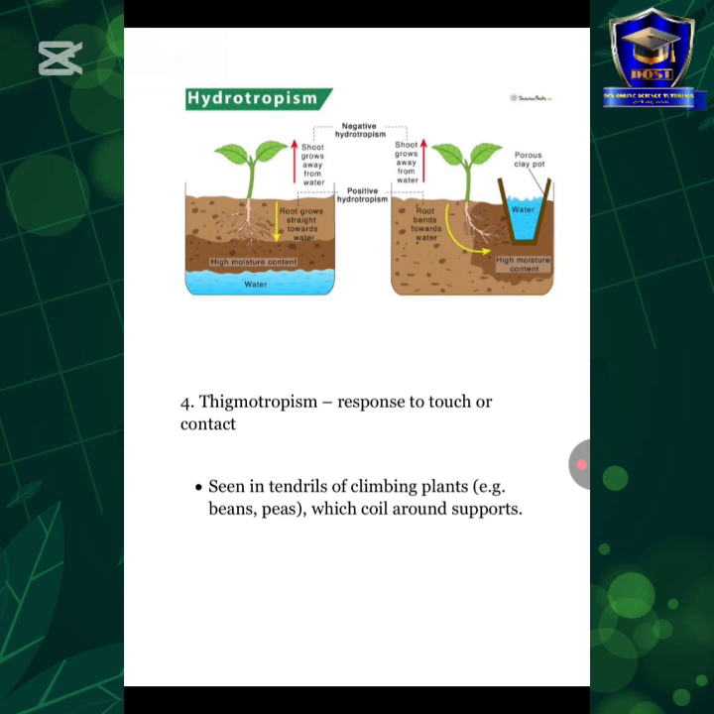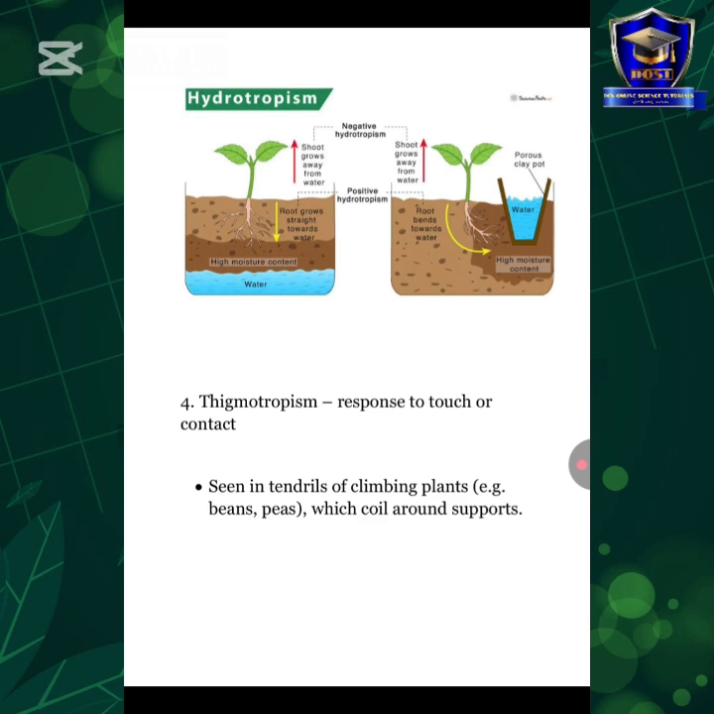But the moment we now have another situation where the water was placed at the side and moist soil at the side, you can see that the root is bending towards that direction. So the roots will always go towards the direction of water, meaning that roots are always positively hydrotropic. Now, the fourth on the list, we have thigmotropism.